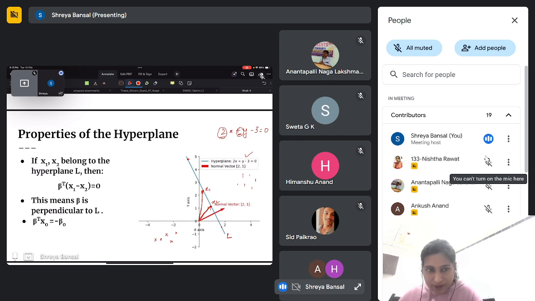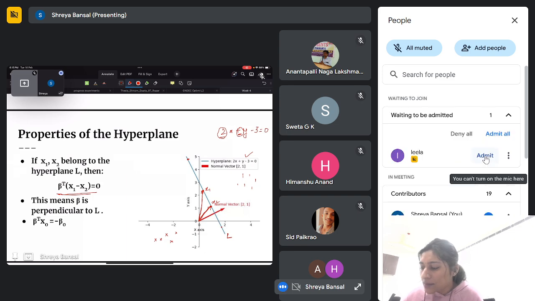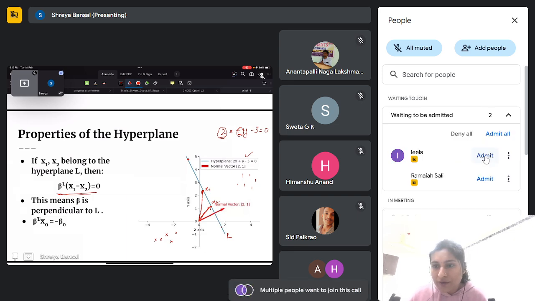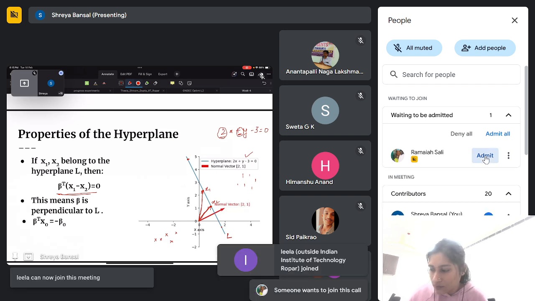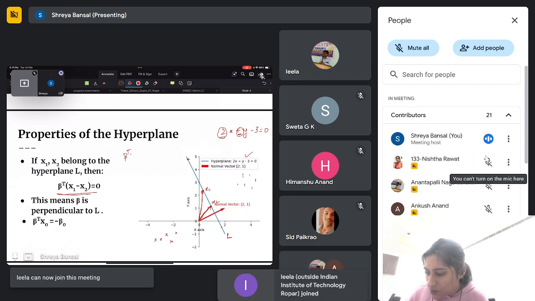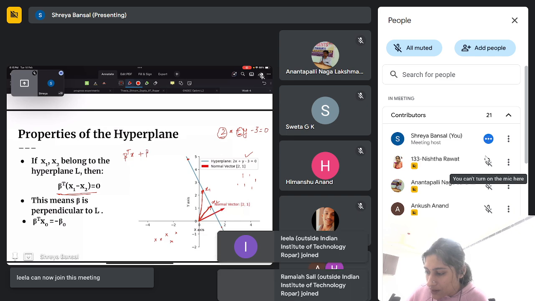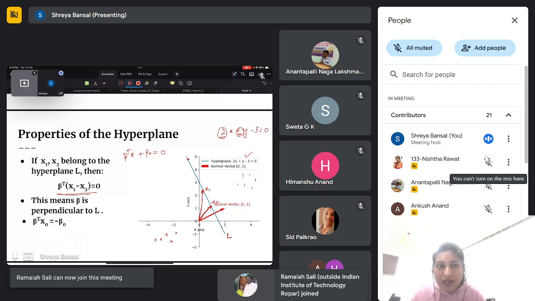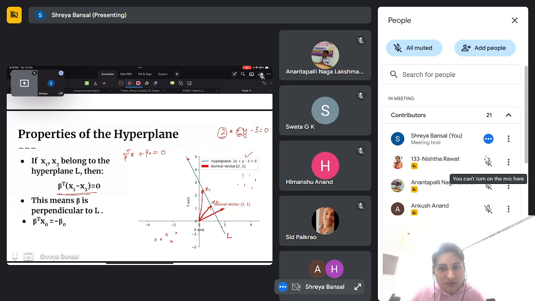So now think about it. There are two ways I can represent what is written here. Let's say this x1 is on the line. It means the equation of the line is beta transpose x plus beta naught is equal to 0. Is it fine?